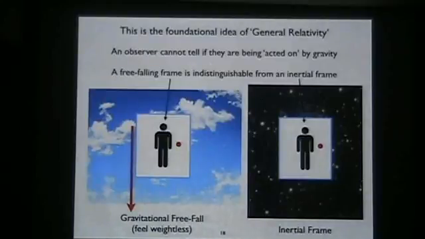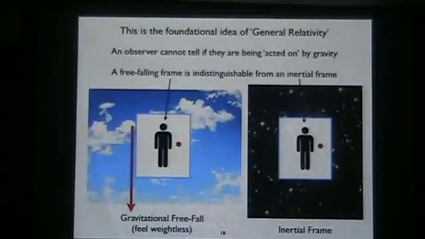An observer cannot tell if they are being acted on by gravity. This guy is in a gravitational field, falling, but he has no way to tell that he's being acted on by a force. The only reason we know that gravity is acting on us, we're in a gravitational field, is not because we're necessarily sensitive to just the pull of gravity, but because the Earth is pushing us up to keep us from falling further in.